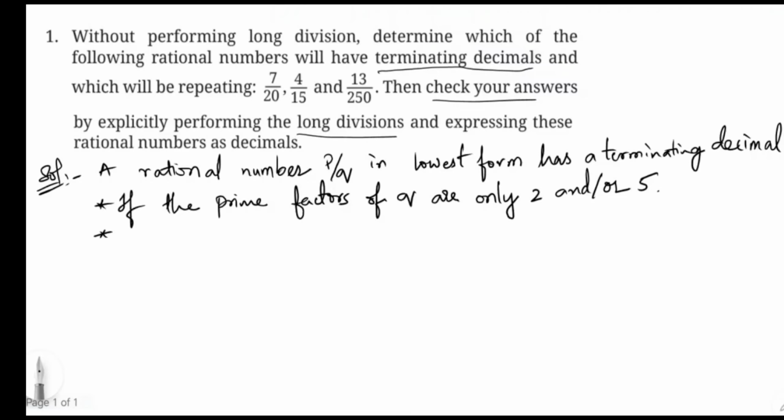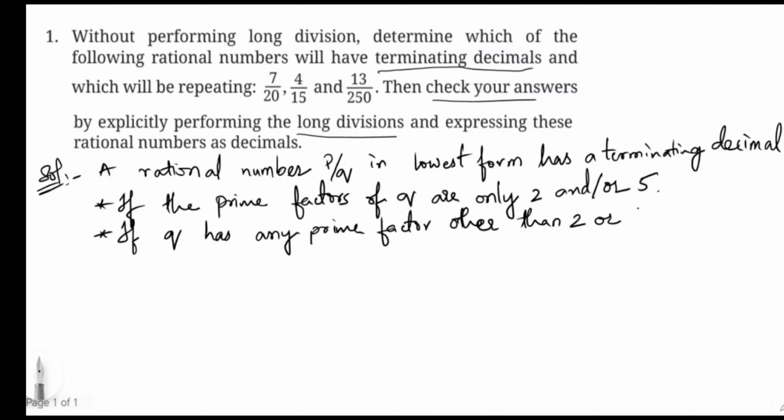And the second point will be, if this q, that is the denominator, has any prime factor other than 2 or 5, then the decimal is repeating.